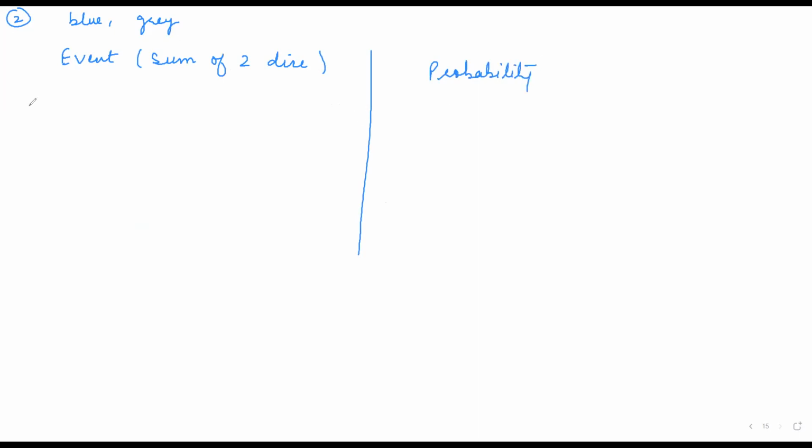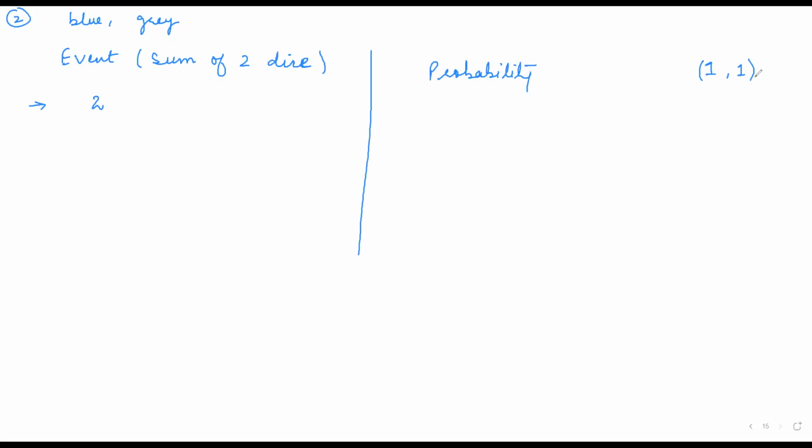The first event, which is already written, is the sum. I'm just showing how they are getting 1/36. The sum of two dice means the numbers displayed on the dice add up to 2. So this is the event that the sum is 2, right? Now, which combination can give me sum 2? On the first die, I get 1 and on the second die also I get 1. Then I add 1 + 1, so that gives me 2. So this is the only possible combination where the sum is 2, correct?